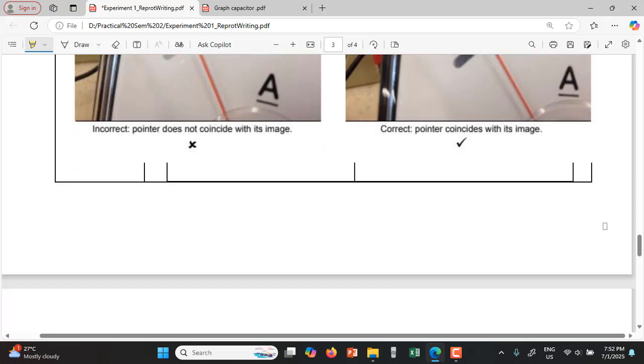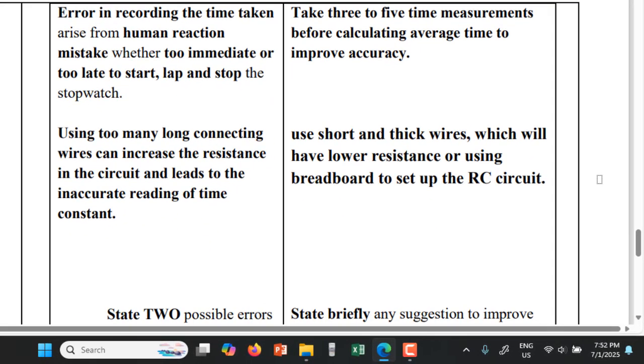Okay. Then class, if you notice you are measuring time in this experiment, so there might be an error in recording the time taken arising from human reaction mistake, whether we might be too early or too late in order to start, lap and stop the stopwatch. So how are we going to overcome this human reaction mistake, which occurs randomly? We might have to take 3 to 5 measurements, and then calculate the average time to improve the accuracy.